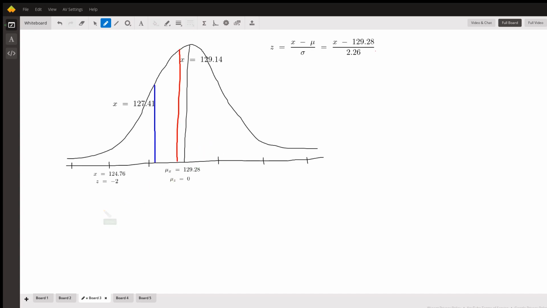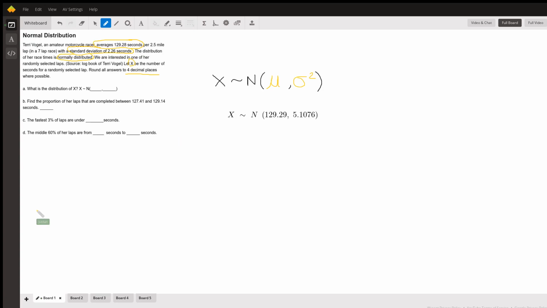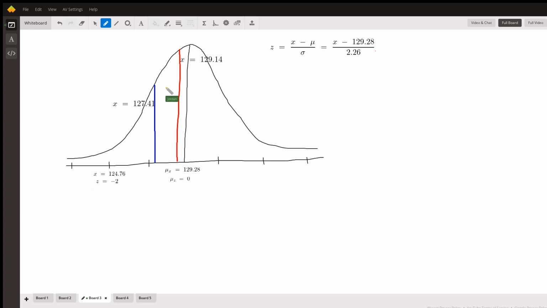So here, we're given two X values on our distribution, and we are trying to find the proportion of our laps that are completed in between these two timeframes. So what we can do is use our Z distribution to find the area of this whole section between the red and the blue line.